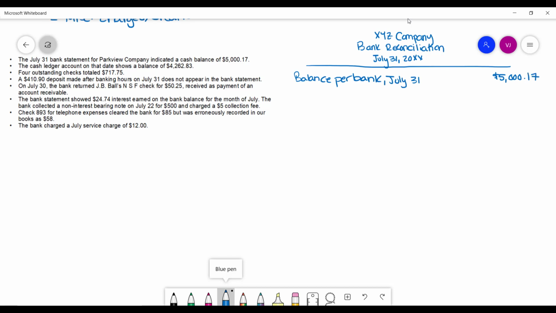So this is the first balance that you start with. So now we want to make any necessary adjustments to the bank balance to adjust it to the actual balance that it really is, and really will be once some of these timing differences are adjusted on the bank's end.